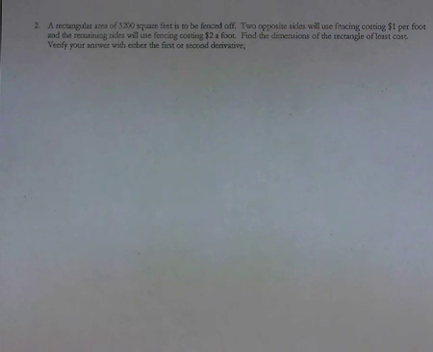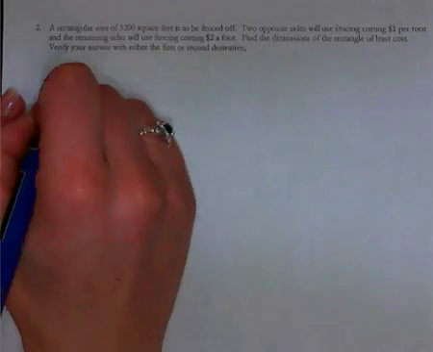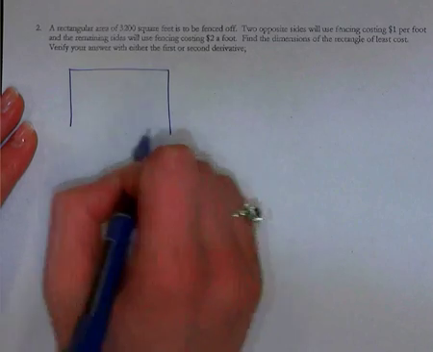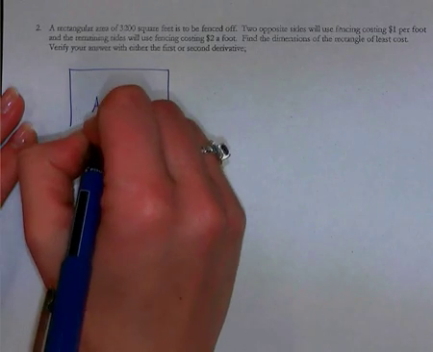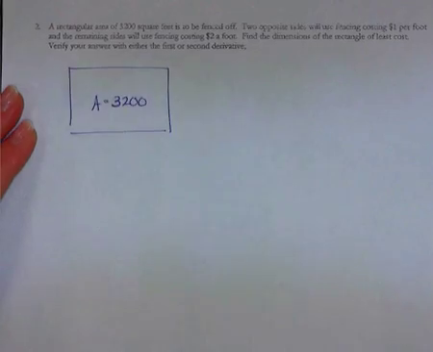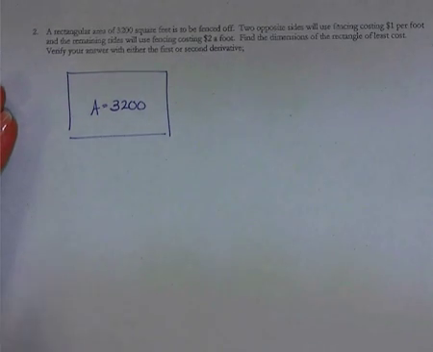All right, guys, grab bag question number 2. I'm hoping you've already read this word problem so we can get right into it. We have a rectangular area that's 3,200 square feet. So here's my rectangle with the area of 3,200. I'm putting fencing around it.